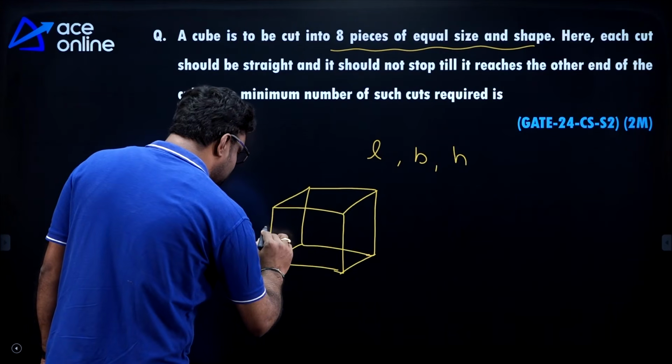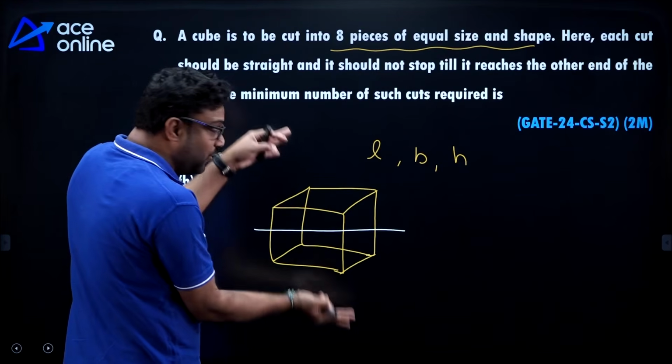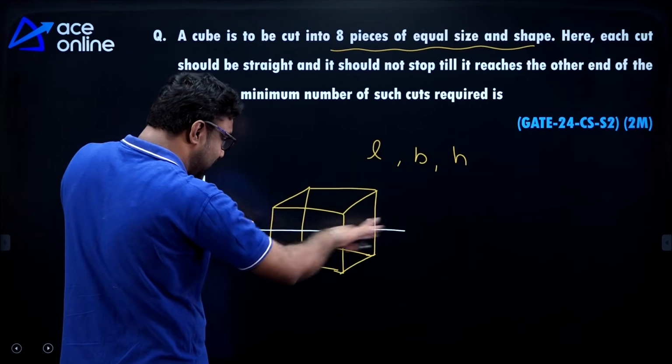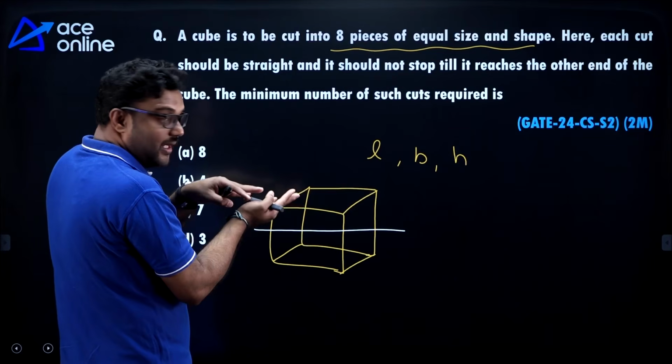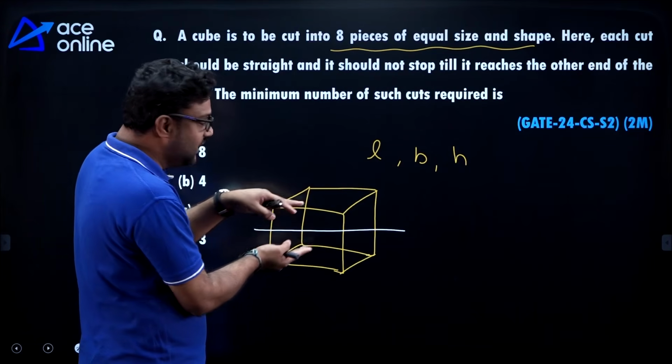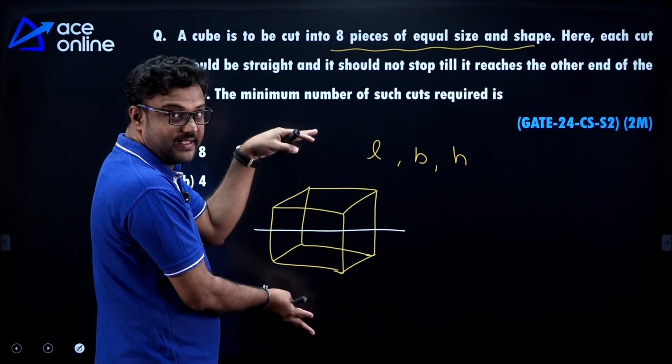Let's say first we'll cut in this way. This will give 2 pieces. Cut exactly in the middle from one end to the other end. It will give 2 pieces, but we want these 2 to be equal in size and shape.